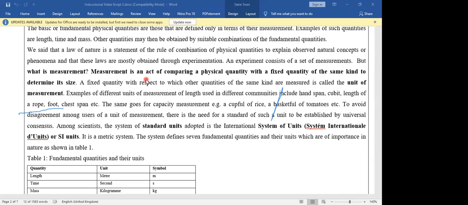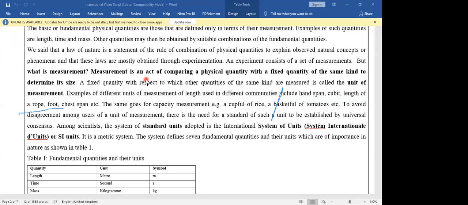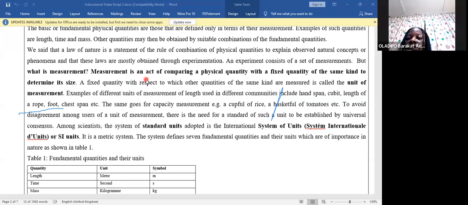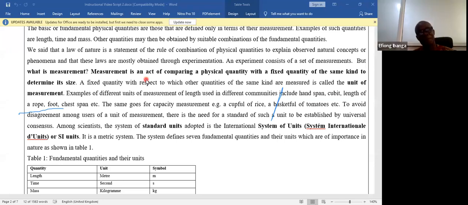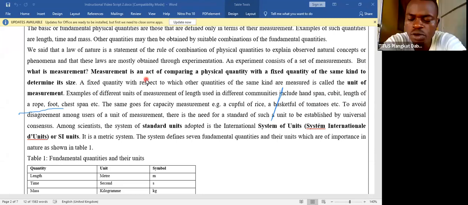So now the length of the foot of the person measuring here is what? Based on this discussion, what is it now? It's measured in feet. What is the generic term that we can use? That's the unit. It's the unit of measurement, to measure the length of the goalpost.